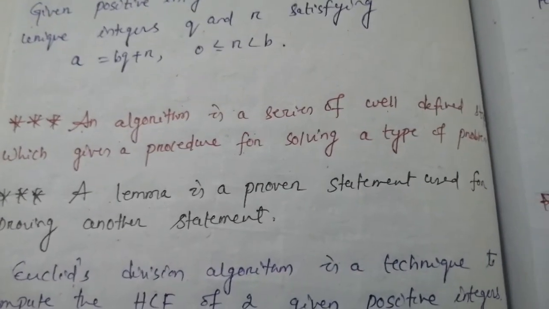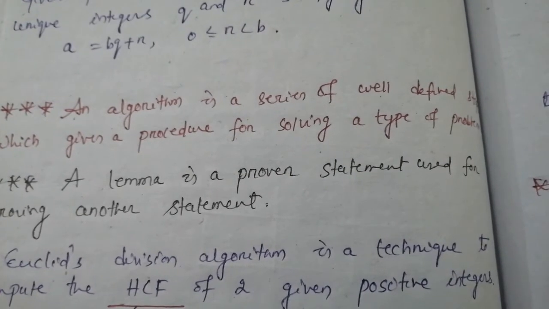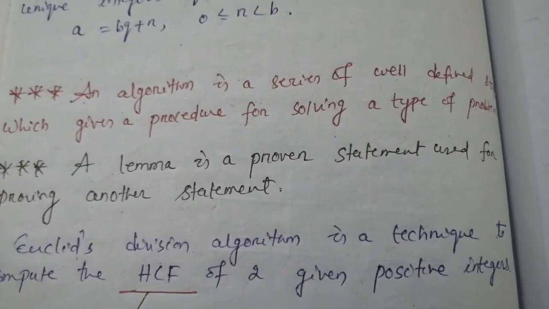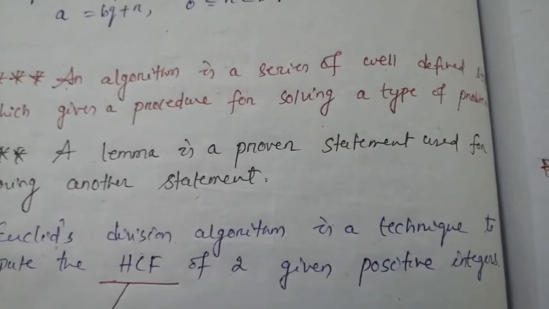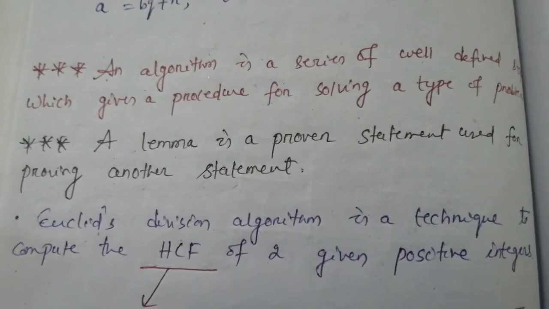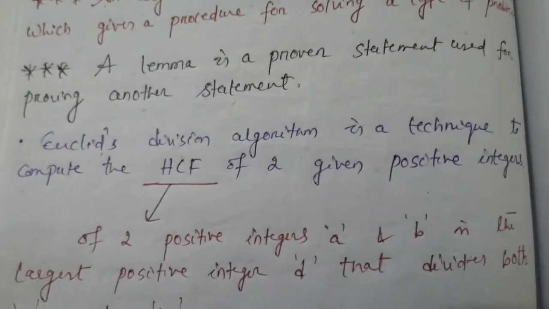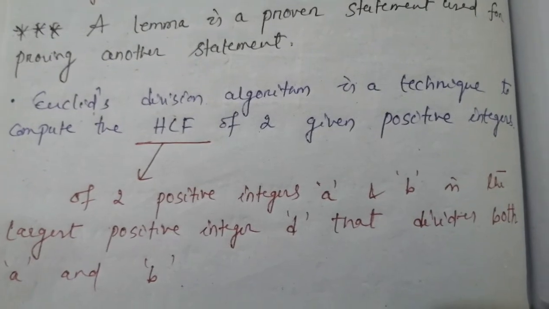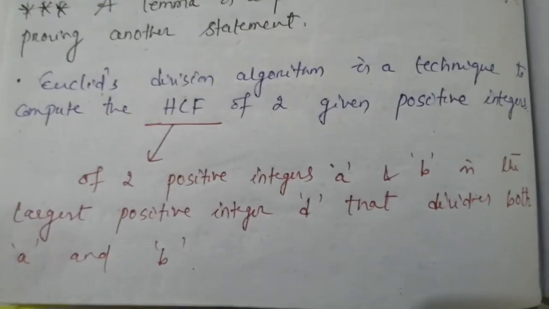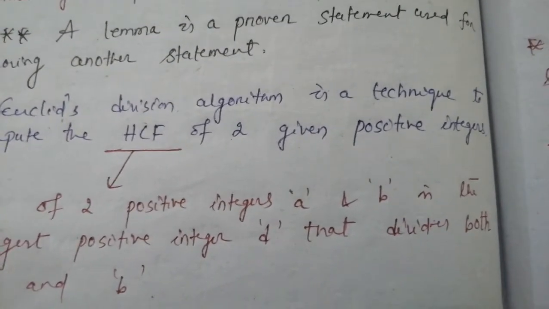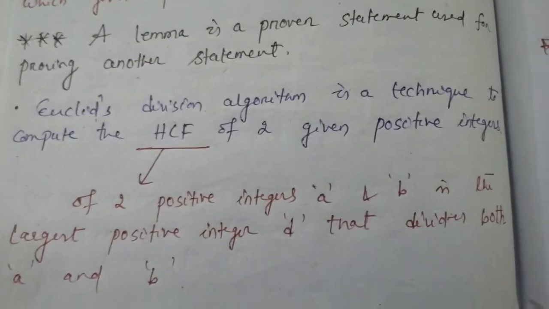An algorithm is a series of well-defined steps which gives a procedure for solving a type of problem. And the next one is, what is a lemma? A lemma is a proven statement used for proving another statement. Simple sentences. Euclid's division algorithm is a technique to compute the HCF, that is the highest common factor of two given positive integers. So we can say the HCF of two positive integers a and b is the largest positive integer d that divides both a and b.